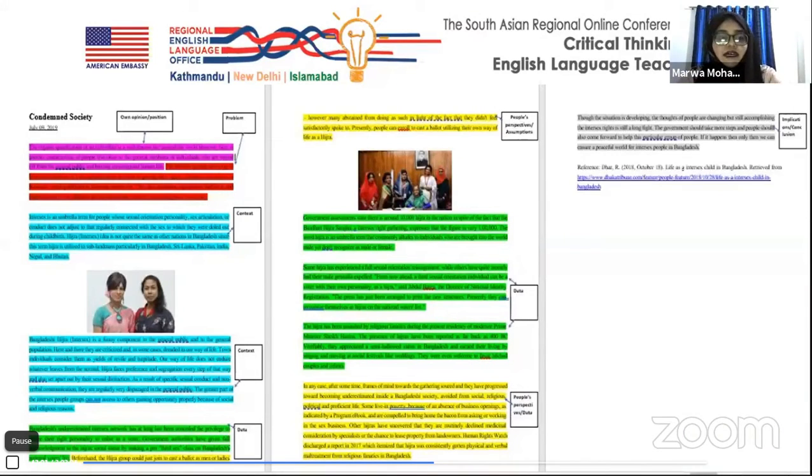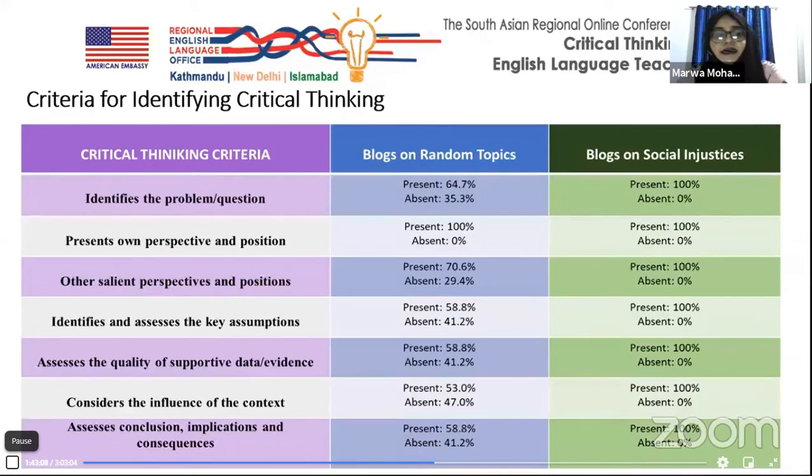All right. So again, these blog posts were thematically analyzed. You can see how it was color coded and labeled. And as I already said, following the Washington State University rubric, the critical thinking was analyzed. Interestingly, on the blogs that were written on random topics, somewhere around 64%, 70%, 58% of the writings contained some of the criteria, which is more than 50%, which is positive. Even though they wrote on random topics, they still had evidence of critical thinking. Some of the writings had all the criteria and some did not, but still it is beyond 50%, which is a positive thing.